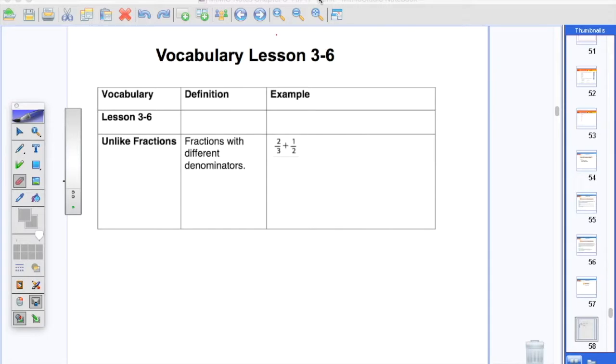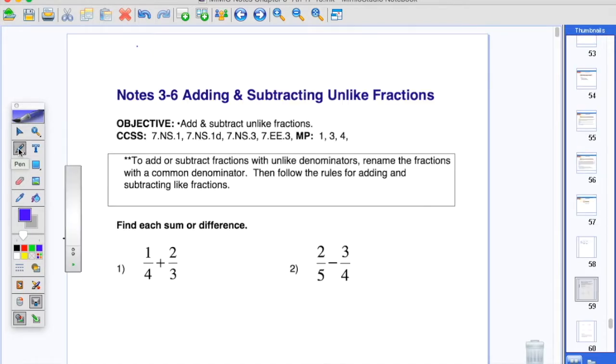So here's the vocab for lesson 2-6, and the vocabulary that we have is unlike fractions, and those are fractions with different denominators. So in the example, I have 2/3 plus 1/2. Those have unlike denominators because I have a 3 and a 2. So notes 3-6 is on adding and subtracting unlike fractions. We're going to add and subtract unlike fractions.